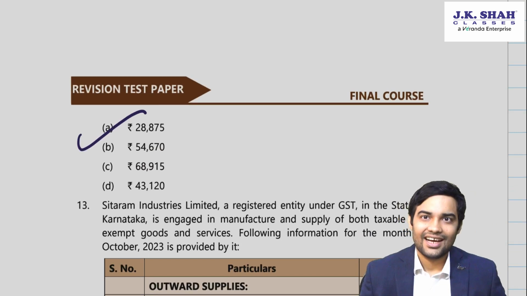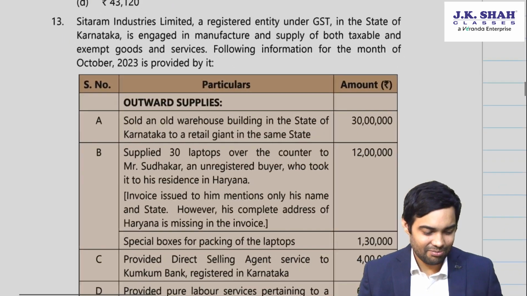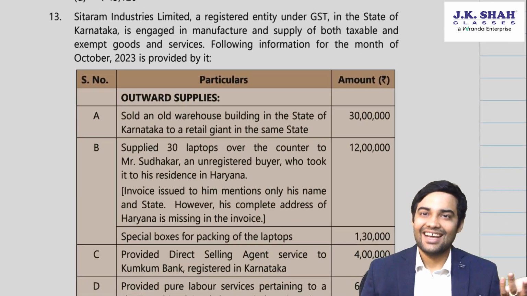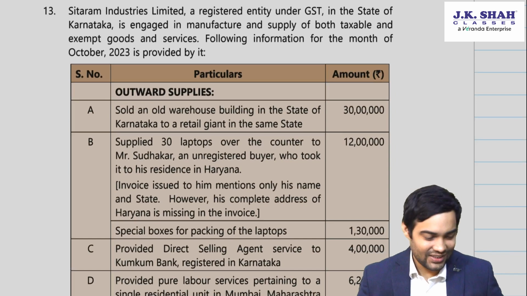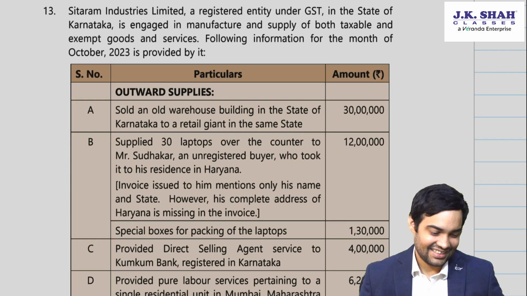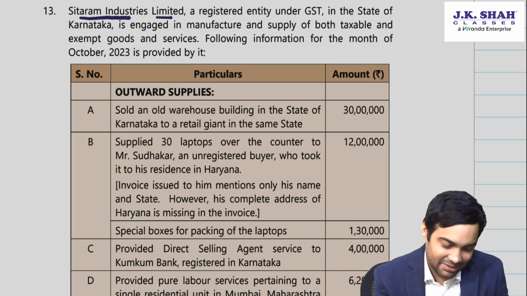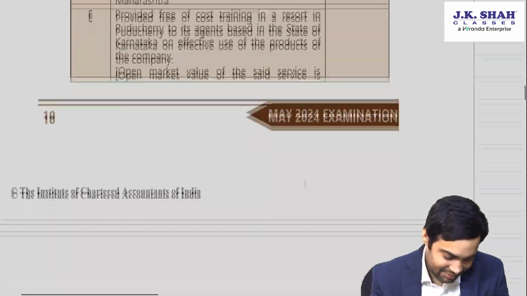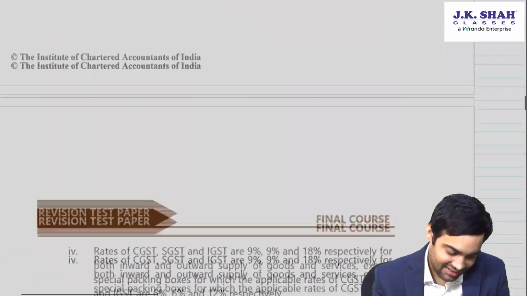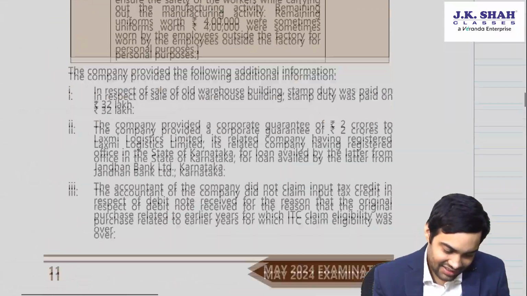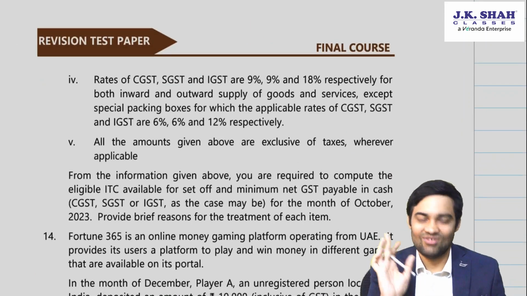Okay. Now we are going to enter into a major question, which would be including lot of outward supply as well as inward supply. Let's have a look at question number 13. Okay. Sitaram Industries Limited, and the question is more than one page. So whenever the question is more than one page or more than two page, better you see the GST rate and also see what they want.